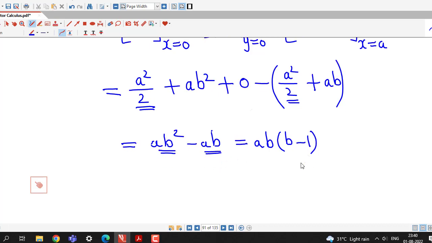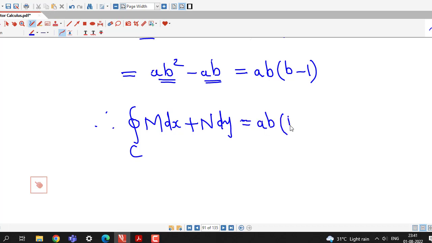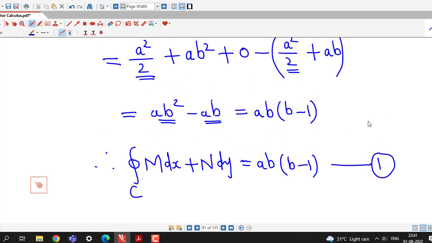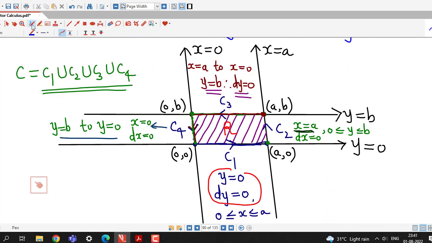So line integral has value a into b times b minus 1, therefore line integral along given closed path is m dx plus n dy equal to a into b times b minus 1. So we give this number 1, and now we try to evaluate double integral over this region R. Now because we are having rectangular region, limits of double integral will be constant.